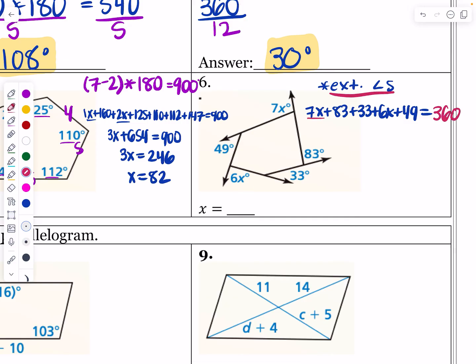Okay, so I'm just going to combine some like terms. I should get 13x plus, let's use our calculator, 83 and 33 and 49 gives me 165. And that should be equal to 360. So then I'm going to subtract 165 from both sides. 360 minus 165 is going to give me 195. Okay, and then when I do 195 divided by 13, I'm going to get 15. So x is equal to 15.